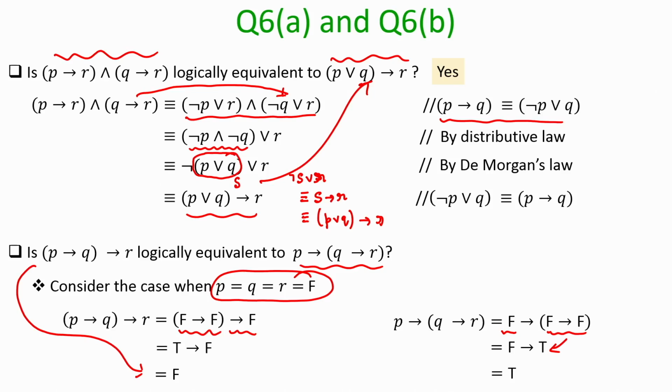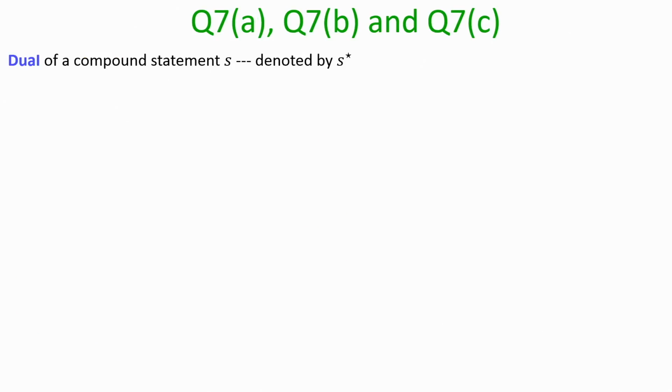One of the expressions takes the value false, the other expression takes the value true, and hence they cannot be logically equivalent, because as per the definition of logical equivalence, both of them should have the same truth value. Okay. So, I am leaving the other parts of question 6. You can verify similarly whether the two statements are logically equivalent or not.